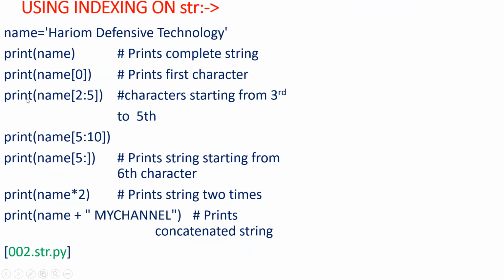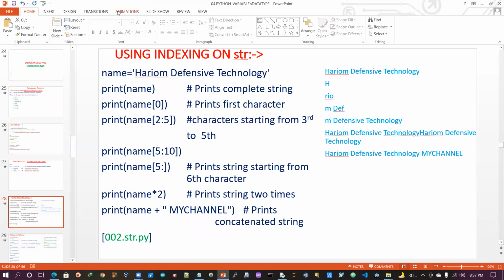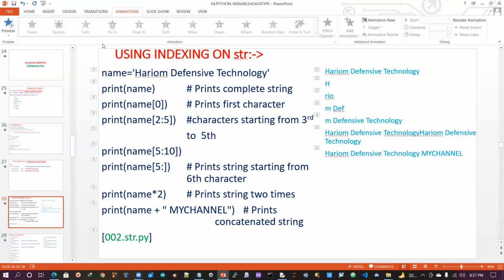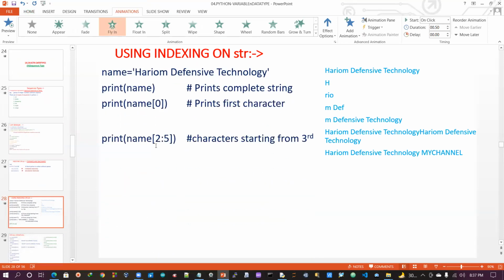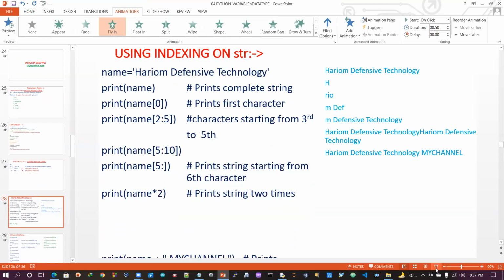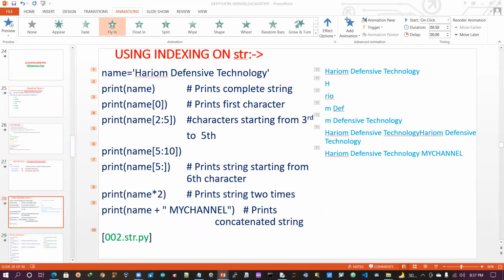So see here once again. Suppose we have a string. Just a minute. Now, observe one by one. The name contains the string Hari Om defensive technology. So first, H. What is the index for H?